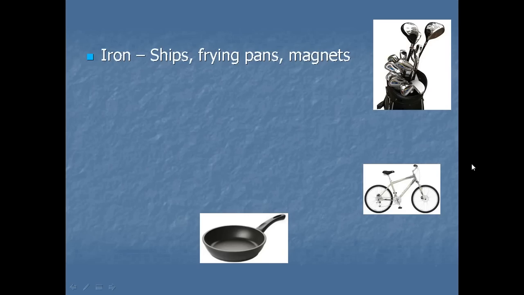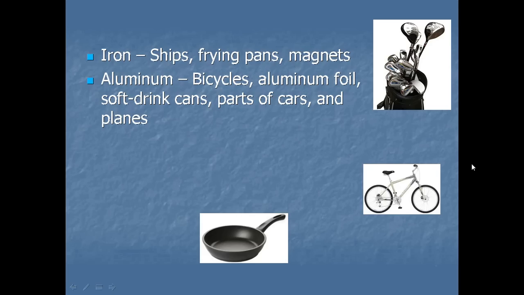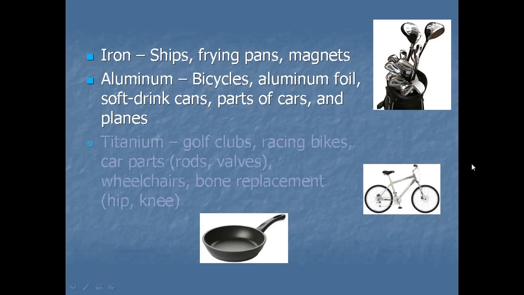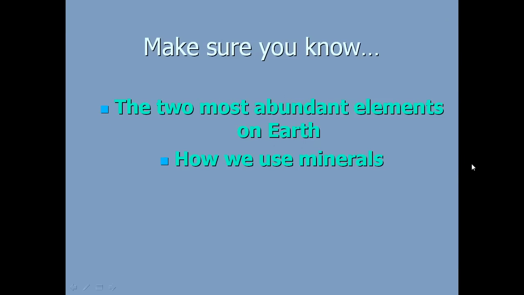Iron is another mineral that we use. It's actually a metal that we use for ships, frying pans, and magnets. Aluminum we use for bicycles, aluminum foil, soft drink cans, parts of cars, and planes. Titanium is another element and mineral that we use for golf clubs, racing bikes, car parts, wheelchairs, and bone replacement, such as hips and knees when you're dealing with surgery.